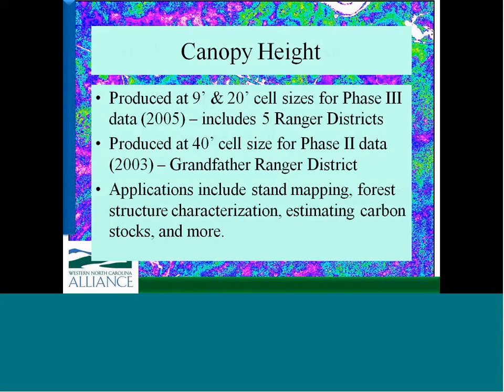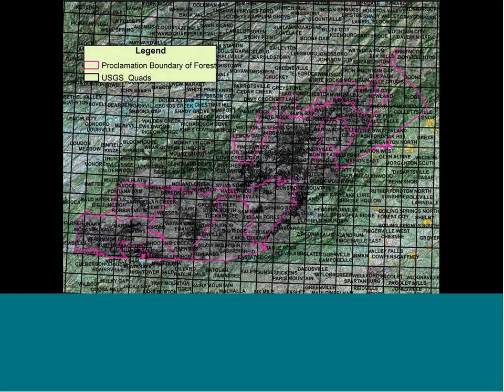And as a note, there's a wonderful fellow named Doug Newcomb at the Fish and Wildlife Service office in Raleigh that has a publicly available 60-foot cell size canopy height model for the entire state, which would also be a possible tool for this project. So for the canopy height, I think some of the good applications are stand mapping, forest structure characterization, possibly estimating carbon stocks and other things as well.